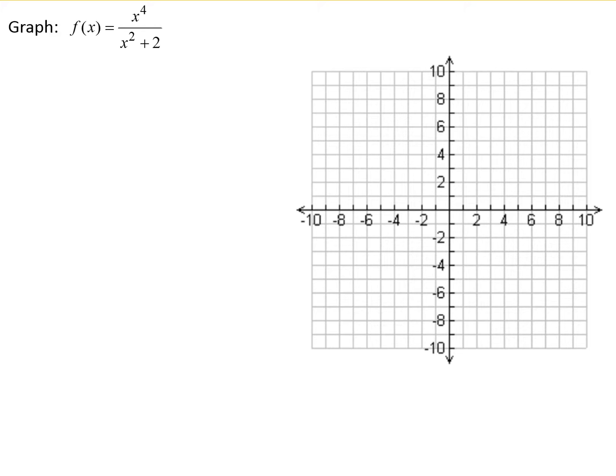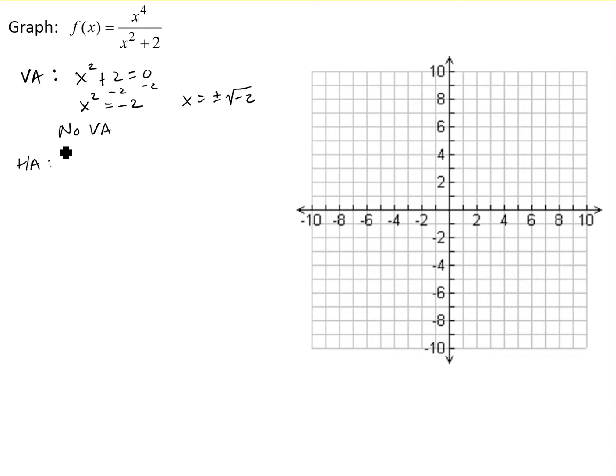There's nothing that can be factored on the top or bottom, so this is already in lowest terms. So we can find our vertical asymptotes by setting the denominator equal to 0. But if I try to solve that, that gives me x squared equals negative 2. I subtract 2 from both sides there. Taking that square root of both sides, I would get x equals plus or minus the square root of negative 2. So since that's the square root of a negative, that's not a real number. So there are no vertical asymptotes for this function.